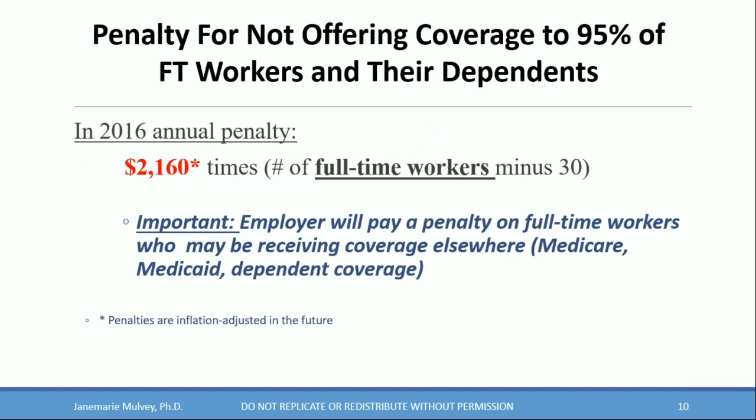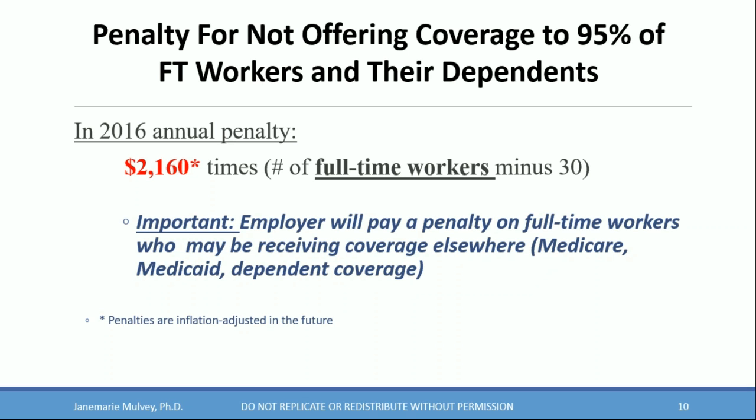So first, the penalty for not offering coverage to 95% of the full-time workers and their dependents. In 2016, it is $2,160 times your number of full-time workers minus 30. Now, the penalty actually is levied monthly, so you divide this number by 12, but in simplified annual terms, this is the amount of the penalty you would pay in a year.